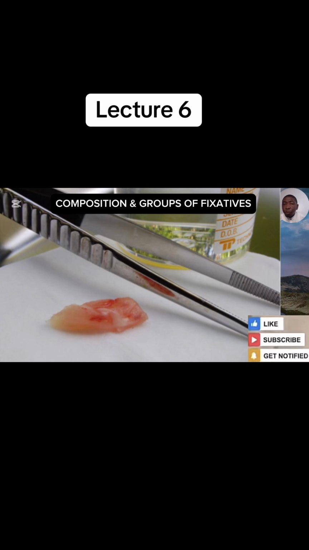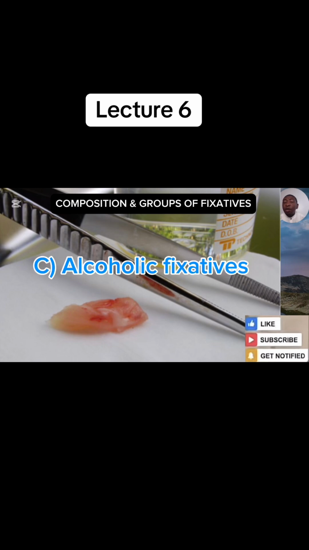The third group is alcoholic fixatives, which majorly contain alcohols like ethanol or methanol. These fixatives act by dehydrating tissues. The dehydration causes proteins to precipitate, effectively locking them in place. These alcoholic fixatives are rapid and effective. However, they usually cause shrinkage or tissue distortion.